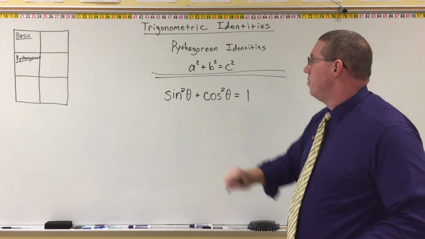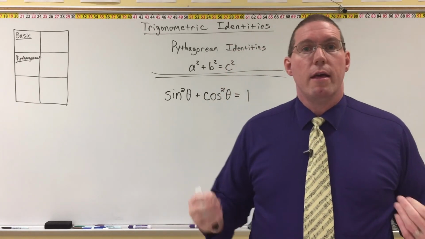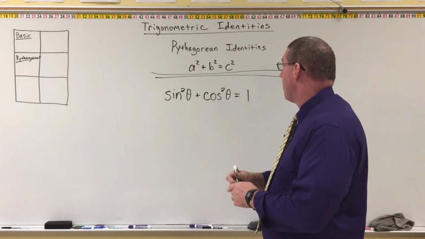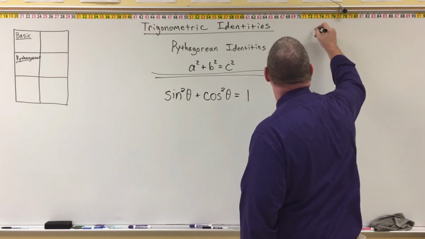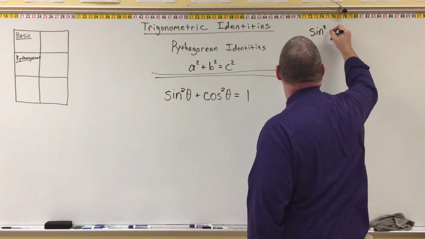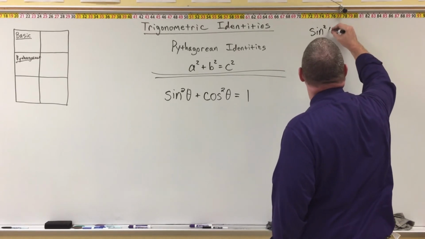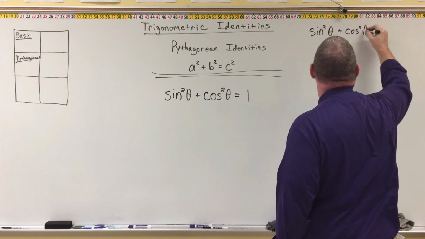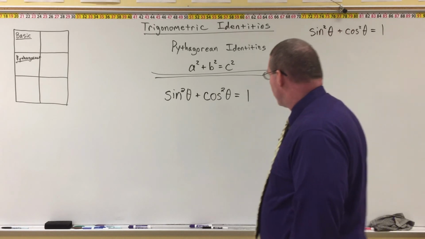And this is your first Pythagorean identity. This is probably one of the most used trig identities in the math universe, okay? And so this is one that we have to memorize. It's so important that I'm actually going to go ahead and put it up here. I'm going to write sine squared of theta plus cosine squared of theta is equal to 1, okay? That's your first trigonometric identity.